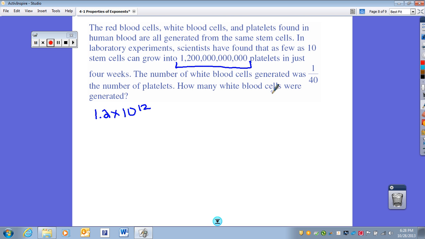The number of white blood cells generated was 1/40th the number of platelets. I'd like to take 1/40th and put that into decimal form, which is 0.025. And then I'd like to write that into scientific notation, which is going to be 2.5 times 10 to the negative 2 power. I'm going to multiply those two together to find out how many white blood cells were generated.